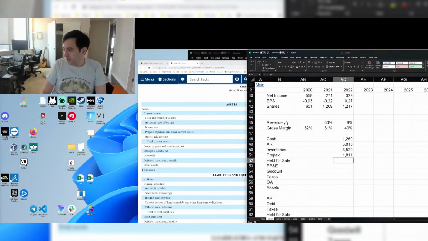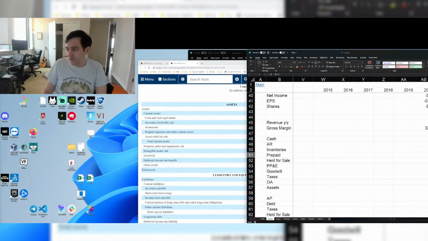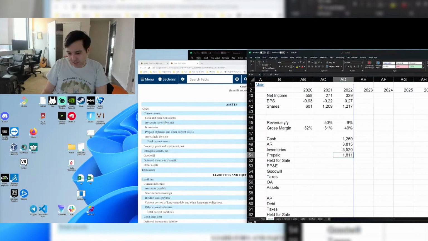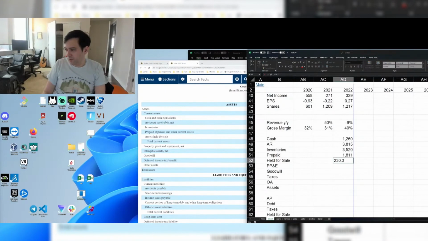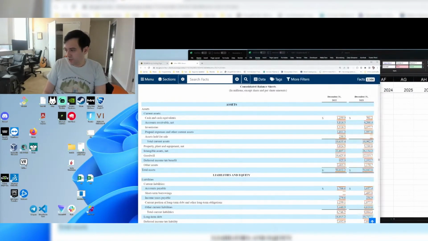So anyway, prepaids are something all businesses have. Sometimes you buy products for your company that you will use over time, and they're technically assets, right? So over time, you'll use those assets. It's sometimes called sundry items or other items. Assets held for sale are a special thing for this company. They're selling a part of their business, so those are assets that'll be leaving the company.